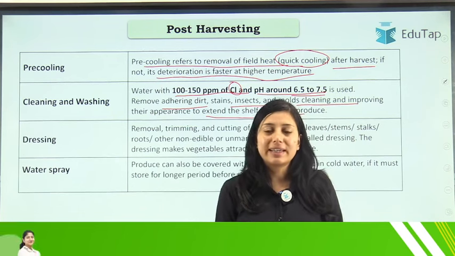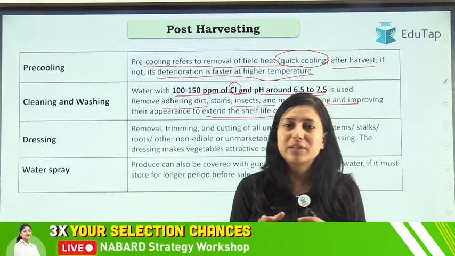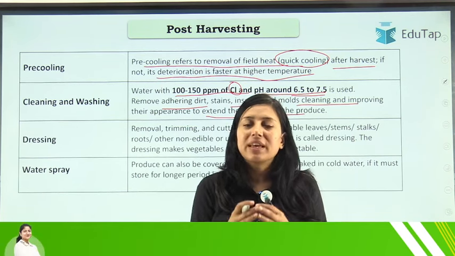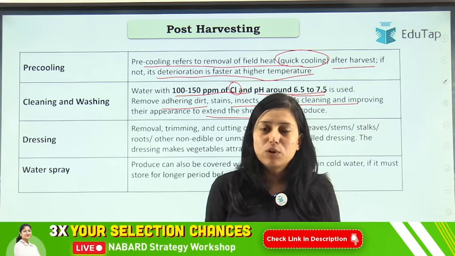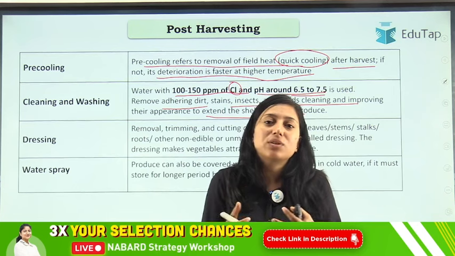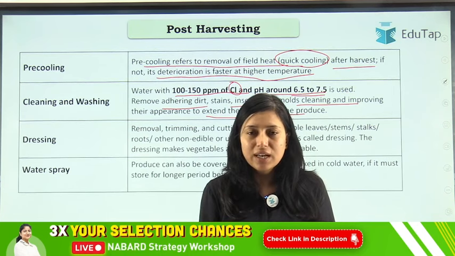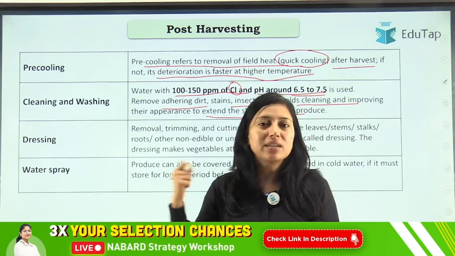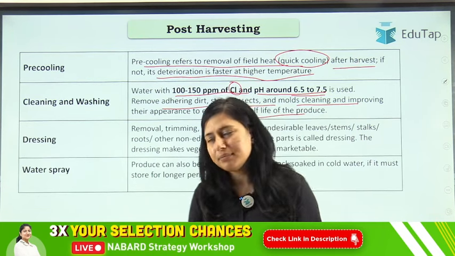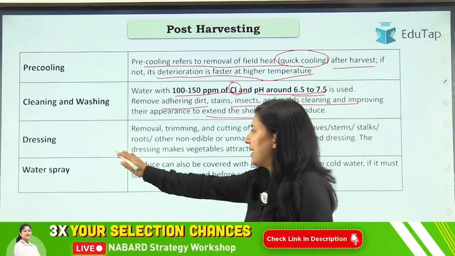When we go for cleaning, all the dirt and debris get washed away. If there is any mold or fungus development, that gets washed away. That leads to improving the quality of the produce, and the shelf life of the produce can also be increased by cleaning and washing. Clear? Now moving on to the next, that is dressing.